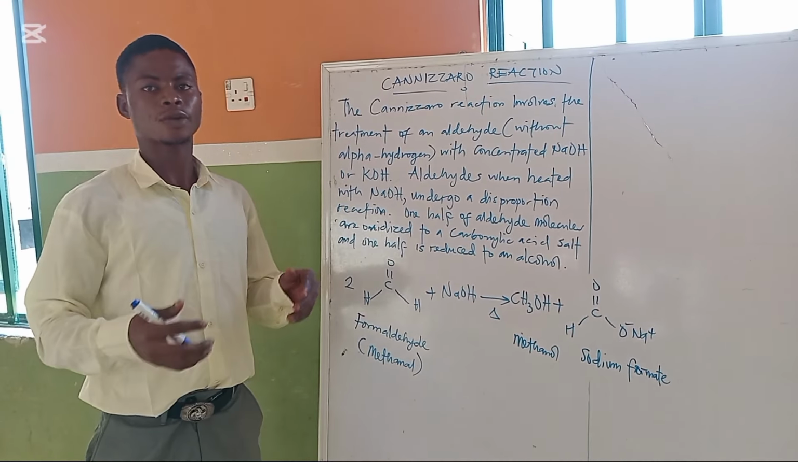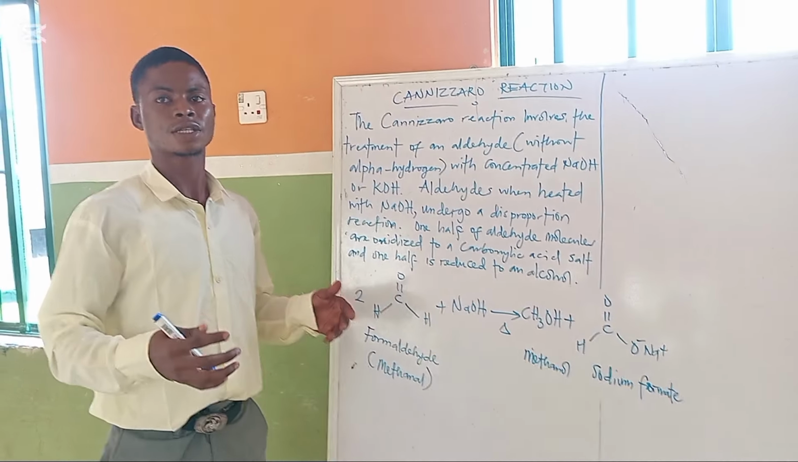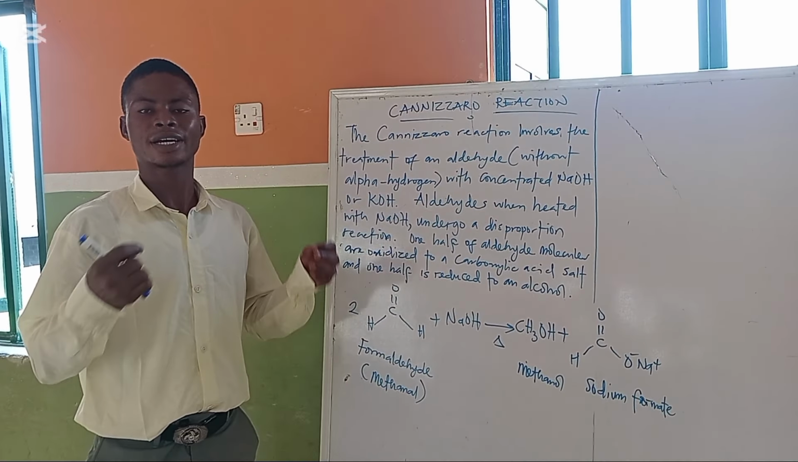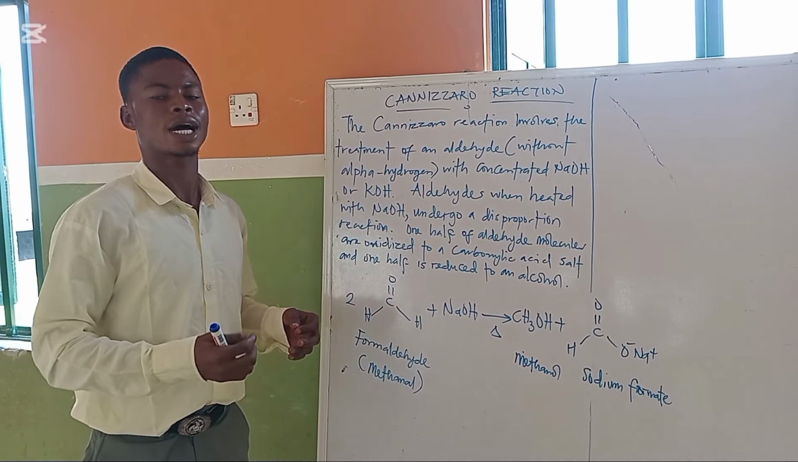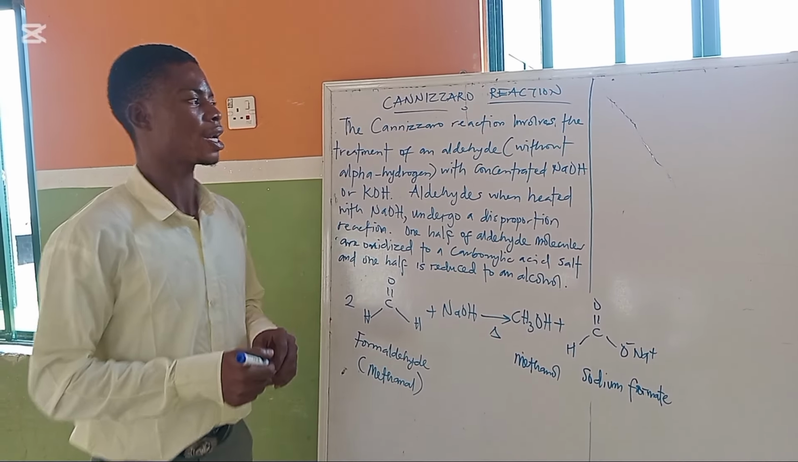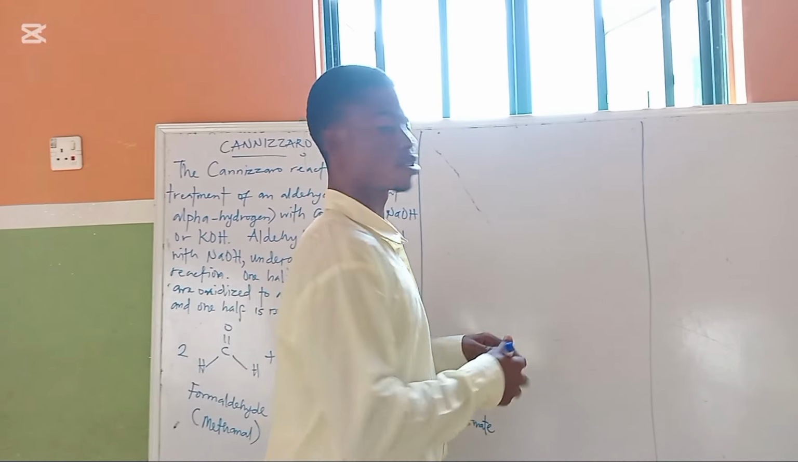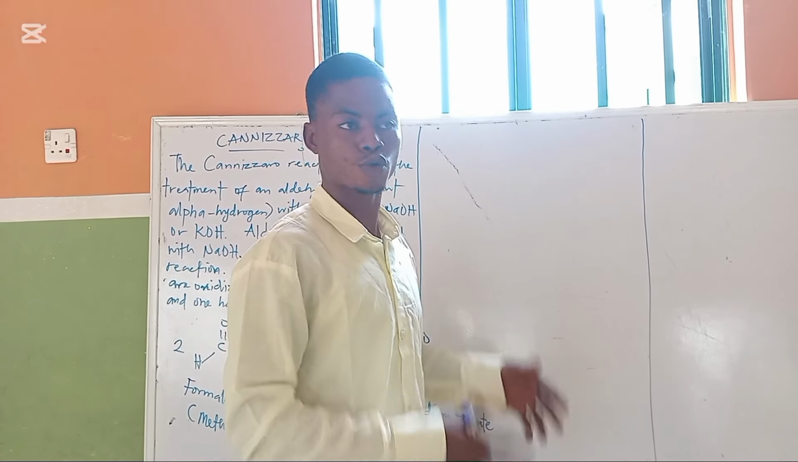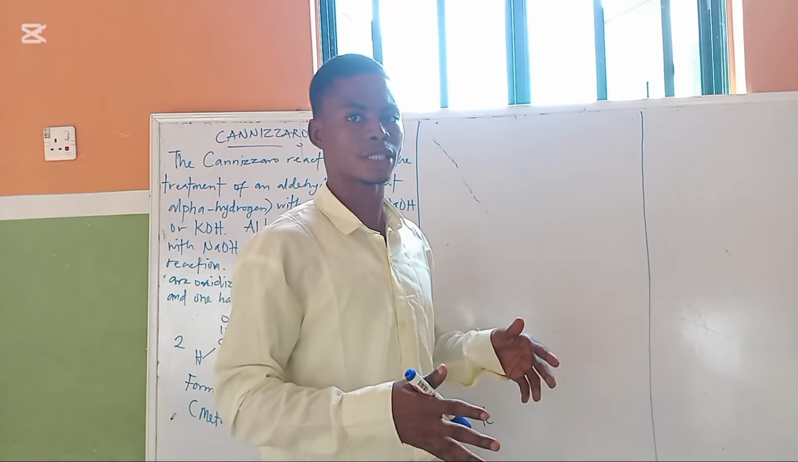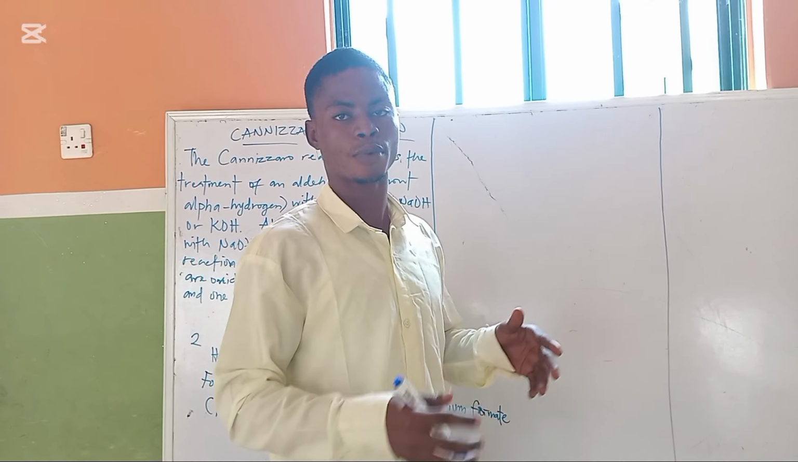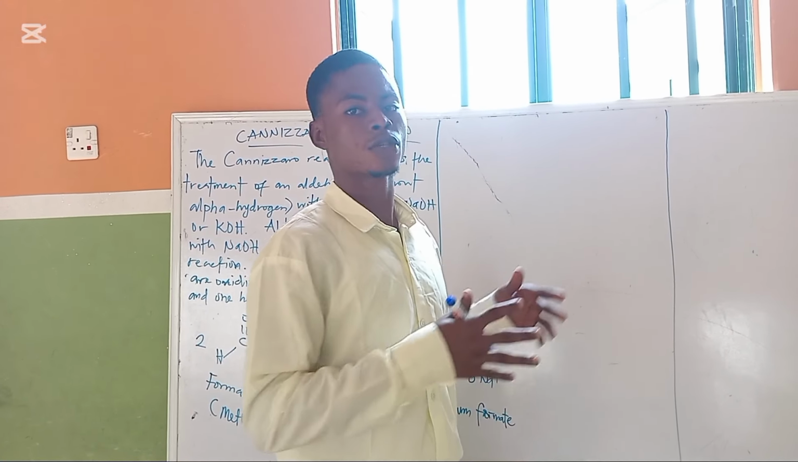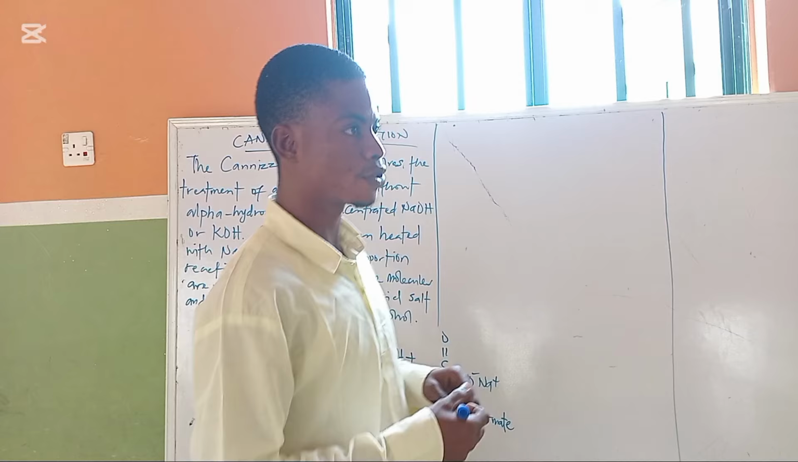Before we can understand what an alpha hydrogen is, we need to have a clear understanding of what an alpha carbon is. An alpha carbon is a carbon that is adjacent to a functional group, and the hydrogens that are attached to this alpha carbon are called alpha hydrogens.